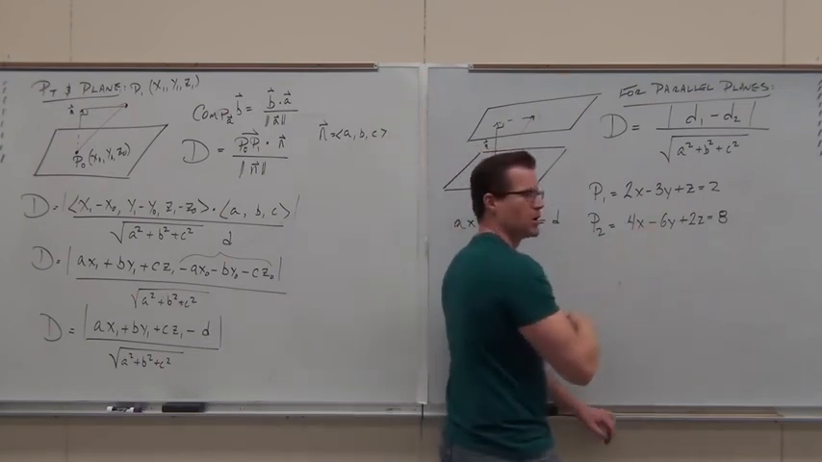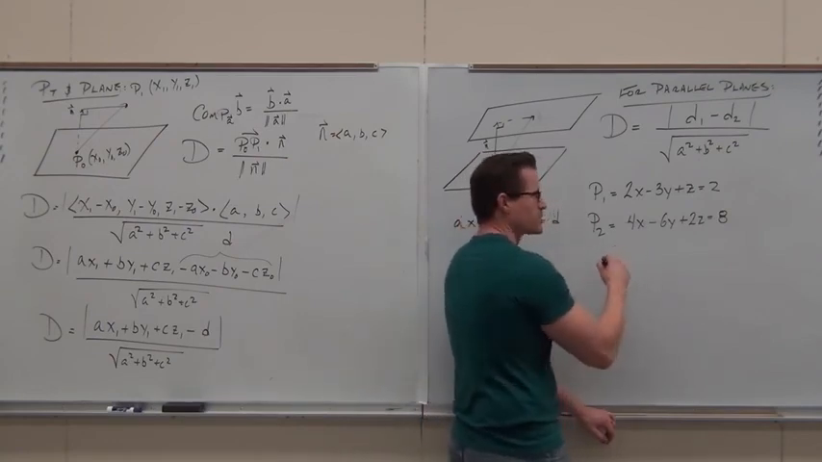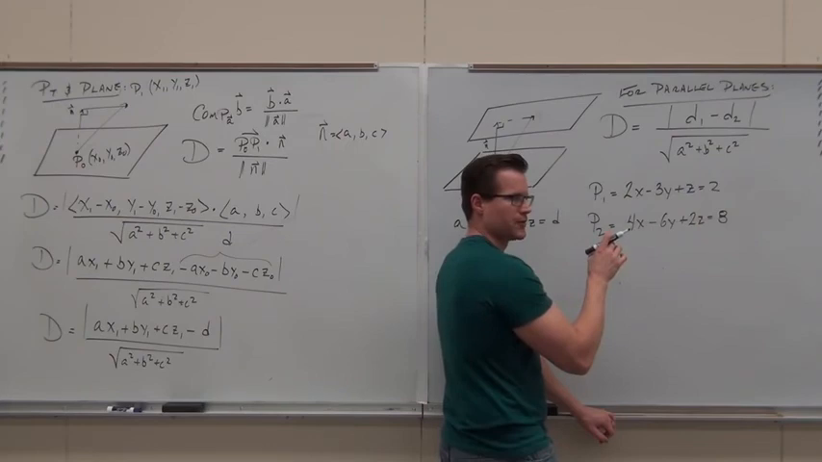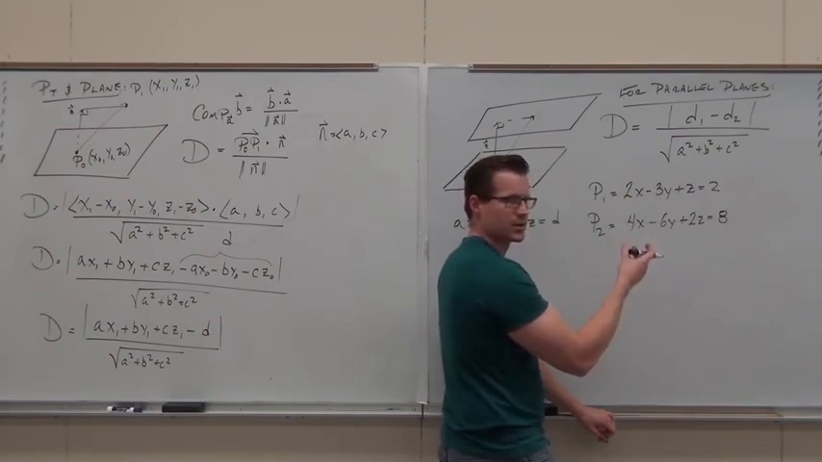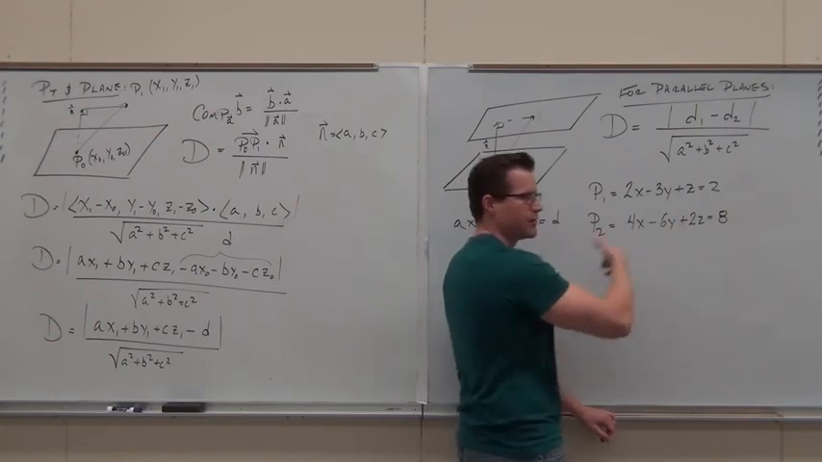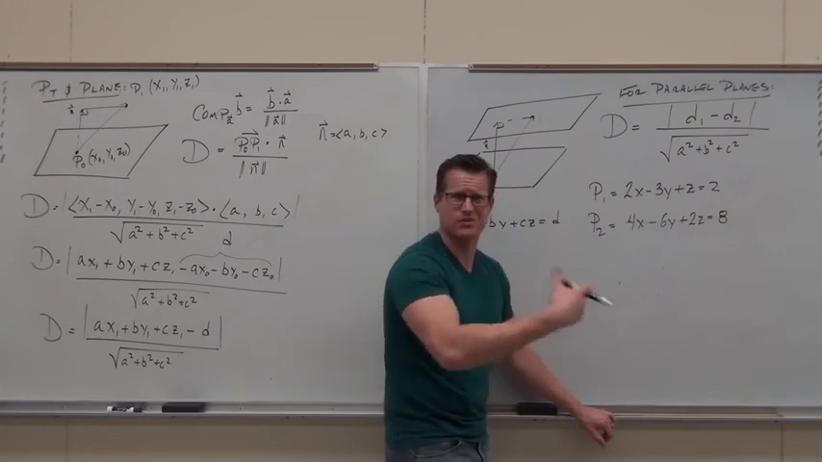To find a point on a plane, any point on the plane, you can set two variables equal to 0 and find out where it crosses an axis. Planes will cross the axis unless it's parallel to the axis. If it's parallel to the axis, you wouldn't have that variable. Anytime you have a variable, you have to cross that axis. This should be ringing a bell.